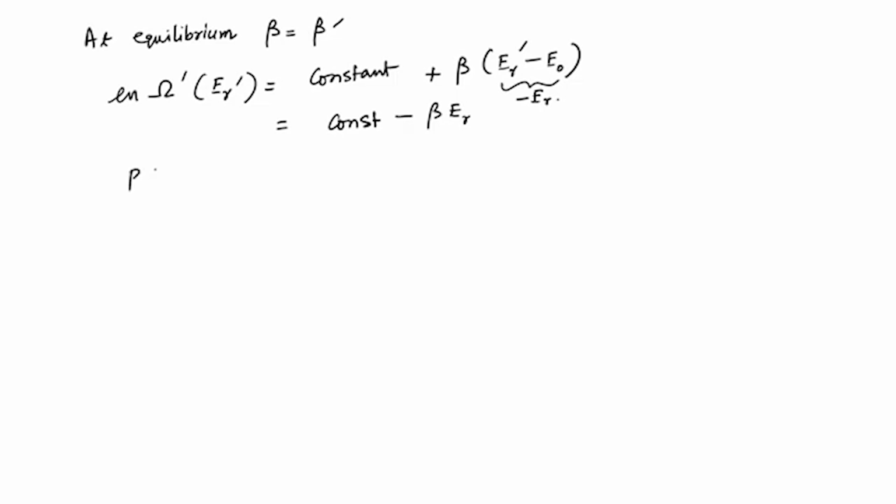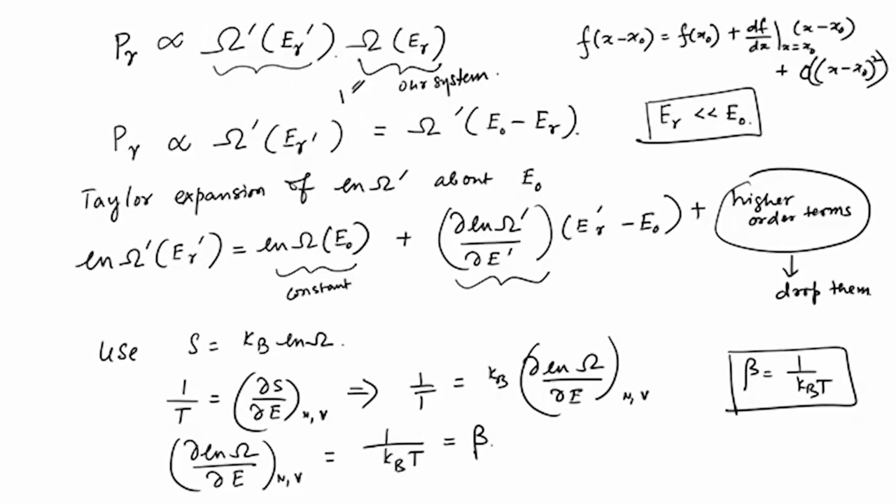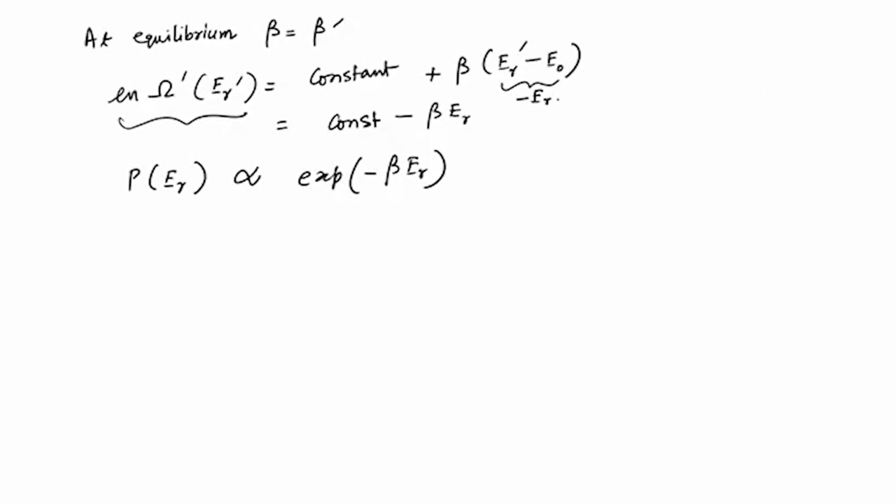And so, P of E_r, which is proportional to e to the power of minus beta E_r, because this quantity log of omega prime E_r prime is nothing but P_r, which is proportional to P_r, and we have calculated what is omega prime E_r prime. So, this is the probability that our system is in one of the available energy states with this probability.